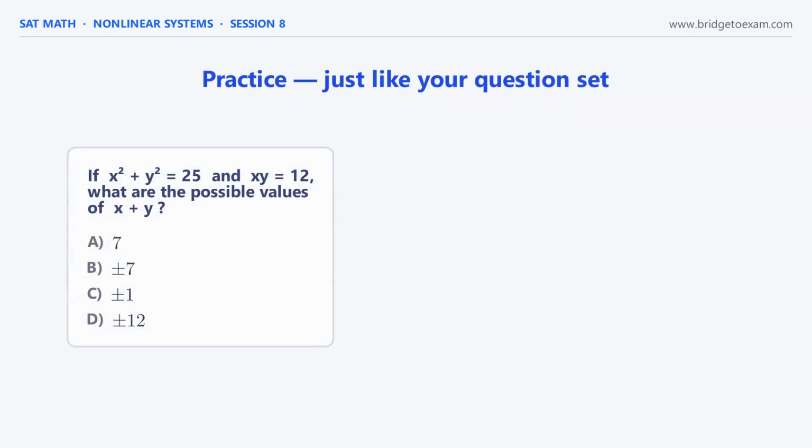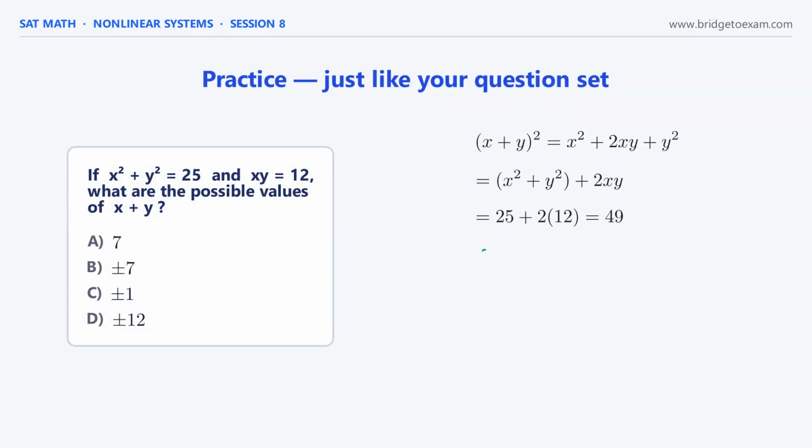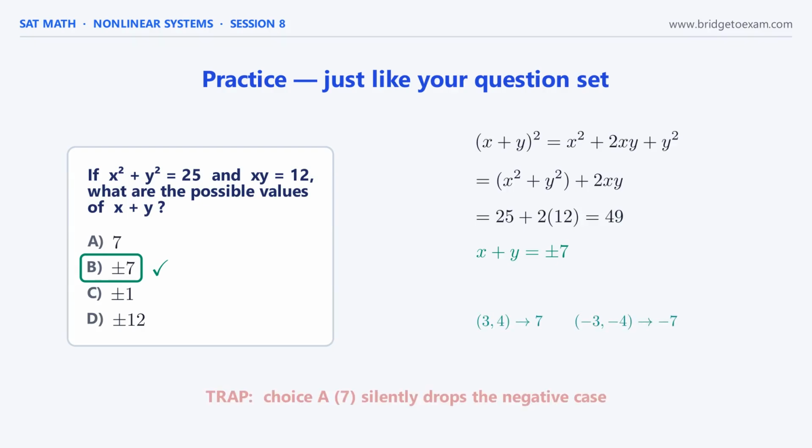Let's do one from your practice set. If x² + y² = 25 and x times y equals 12, what are the possible values of x + y? Reach for the identity immediately. (x + y)² equals x² + 2xy + y². Regroup it as x² + y² + 2xy. Substitute, that's 25 + 2 times 12, which is 25 + 24, which is 49. So (x + y)² = 49, which means x + y equals plus or minus 7.